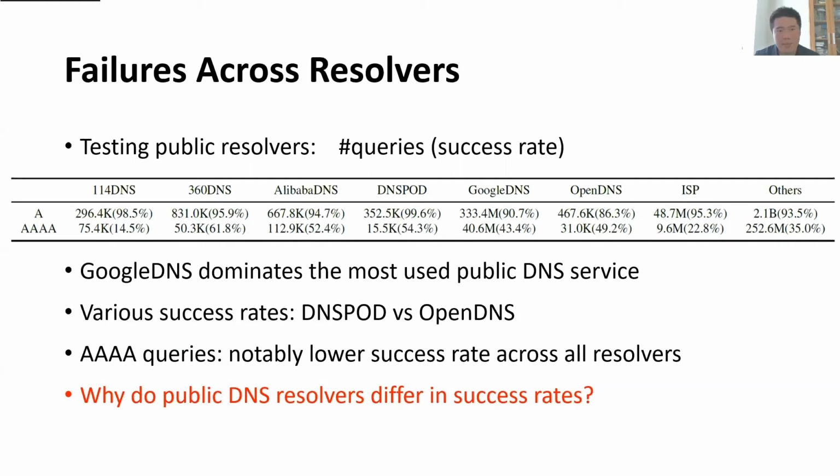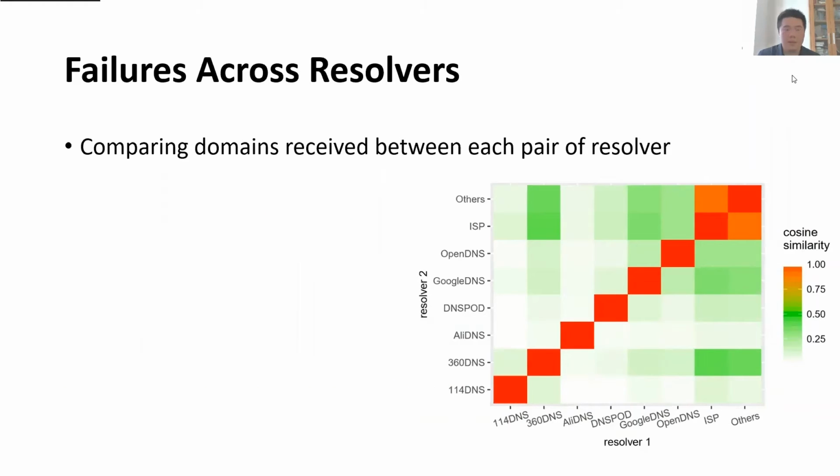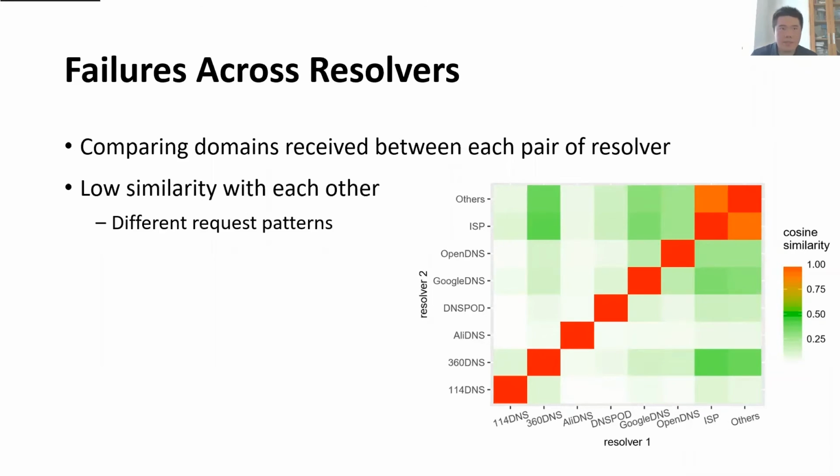So why do public DNS resolvers differ in success rates? We then explore two potential reasons. A potential reason is that the resolvers may simply receive different queries. To explore this, we compute a vector for each resolver, where each element represents a domain that appears in all AAAA queries using the resolver and the query volume of that domain handled by the resolver. Then we calculate the similarity of each pair of DNS resolvers using the cosine similarity between their vectors. This figure illustrates the result. We can see that the resolvers actually demonstrate a surprisingly low similarity with each other, signaling rather different request patterns.